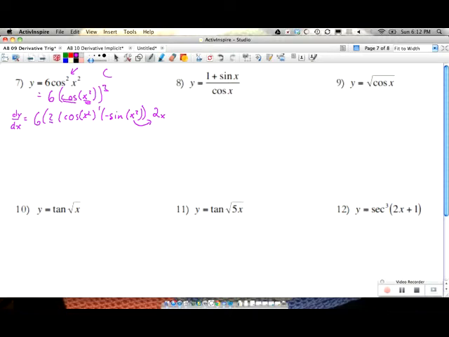So let's combine things a little bit here. We got this 2, this 6, this negative, this 2x. Put all those together, we get negative 24x. Then we have cosine x squared, sine of x squared. So cosine of x squared times sine of x squared. There we go.